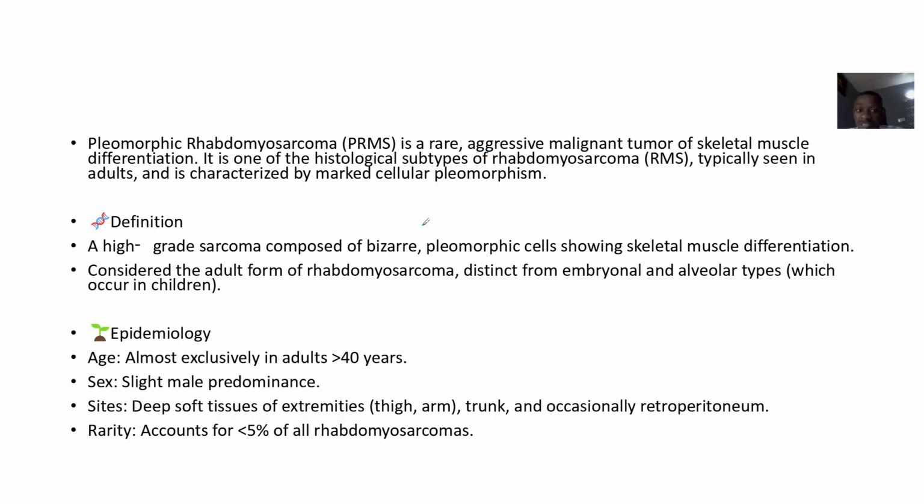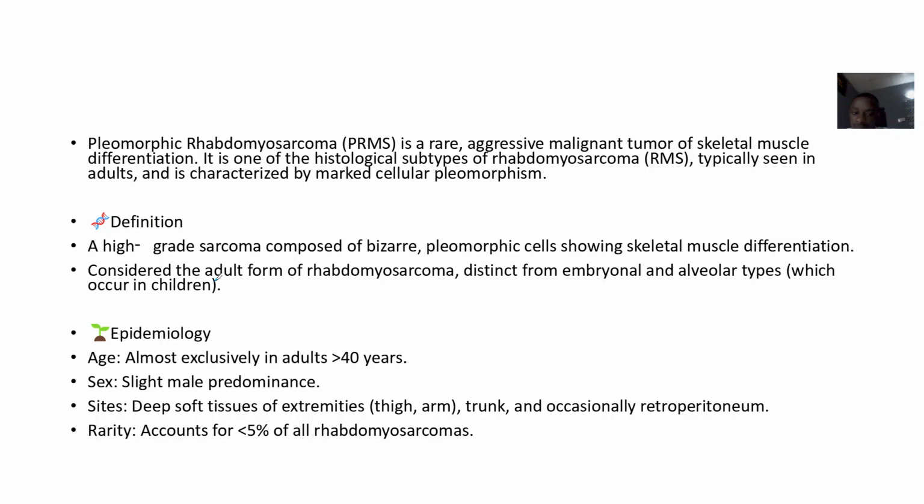So the definition is a high-grade sarcoma composed of bizarre pleomorphic cells. They show skeletal muscle differentiation. It is considered the adult form of rhabdomyosarcoma. So it's different from the embryonal type and the alveolar type of rhabdomyosarcoma, which usually occur in children.